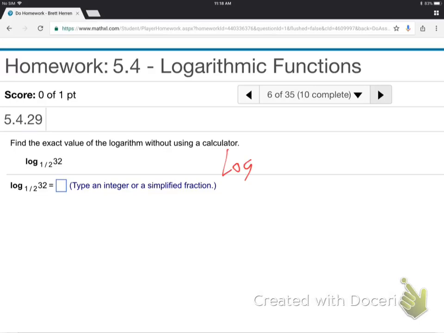So log base 1/2 of 32. So try that one. He's missing one of his parts, right? He's missing the right side. So just write equals x, like we did in the last one. And then lose that log. Cross off that log. Base stays the base. Other two switch.